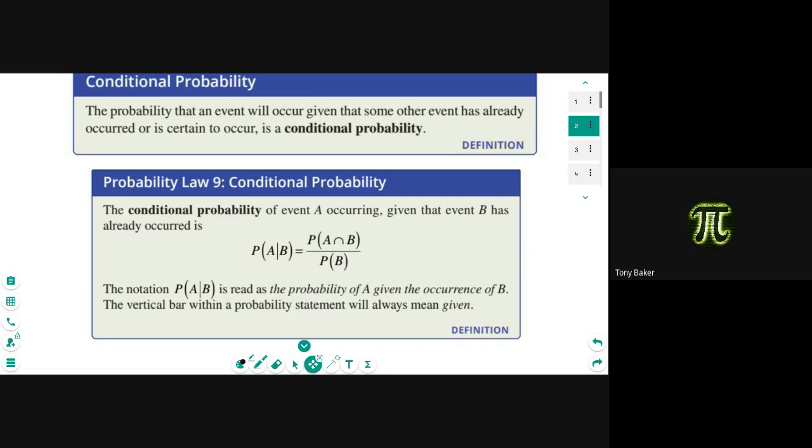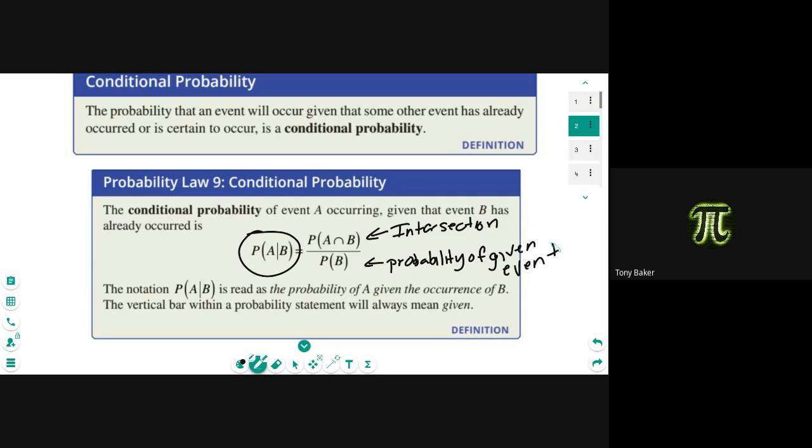The symbol you need to know is that one. If you see that A with the bar in it with the B, that means the probability of A given B. The top one is your intersection of the two. And then that is just the probability of B, the given event. Okay, so that's the probability of that given event.